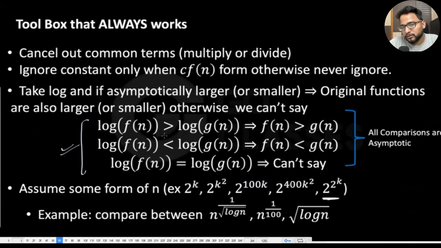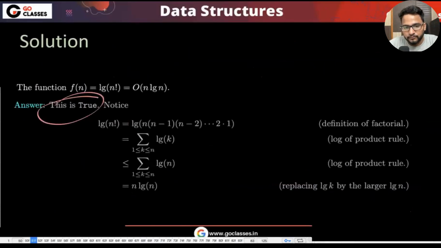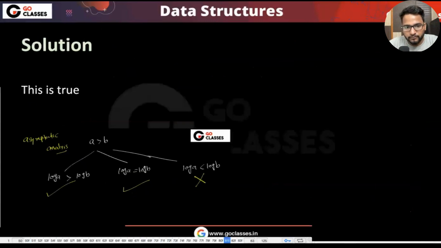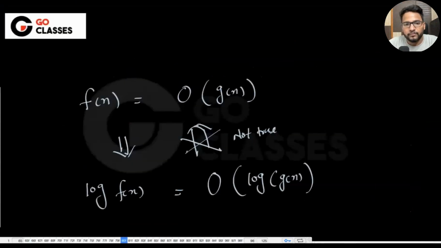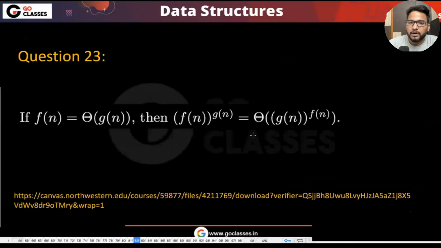It is greater than, also greater, and all. But if it is greater than or equal to after the log, you can't say anything. Cool. Now let's talk about this question.